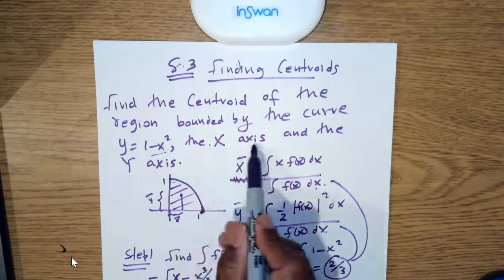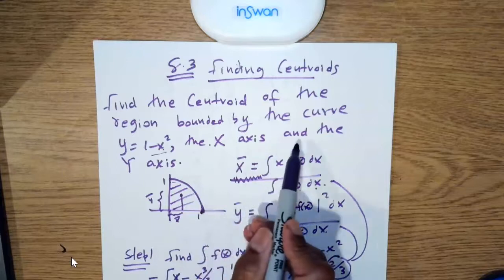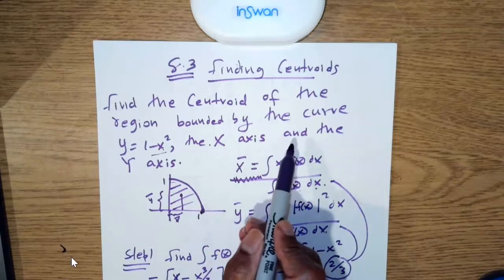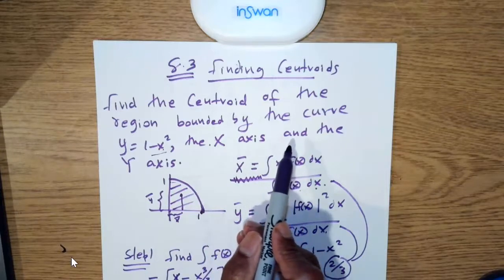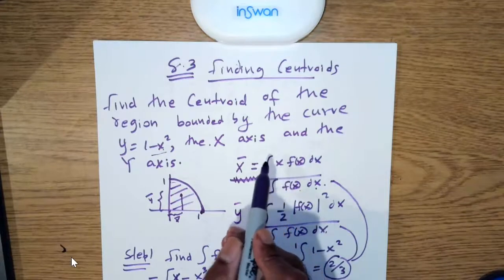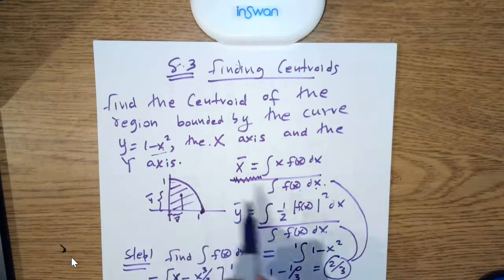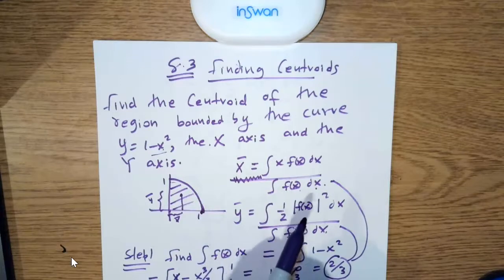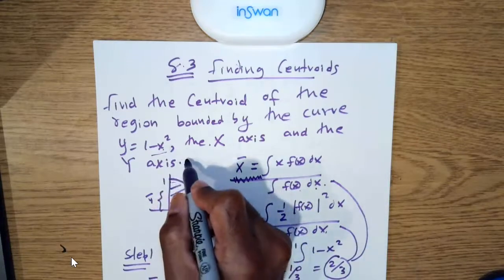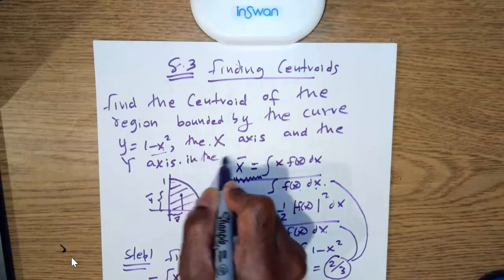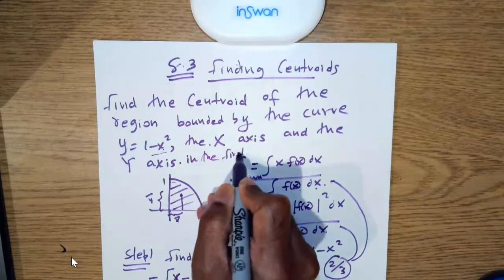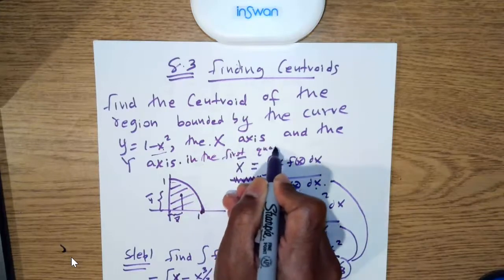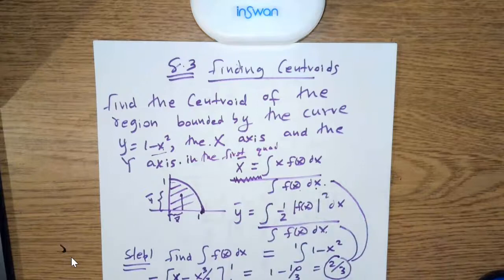But you only want the region enclosed by the x-axis and the y-axis, right? Okay, so we are talking about this region, right? X-axis and y-axis, and you should say in the first quadrant, just to be safe. So it's first quadrant. So this is the region we're talking about.